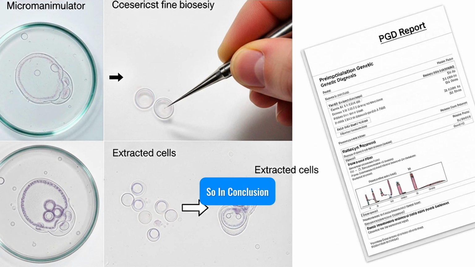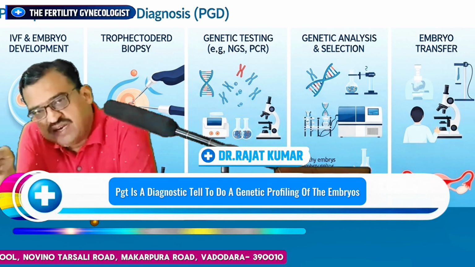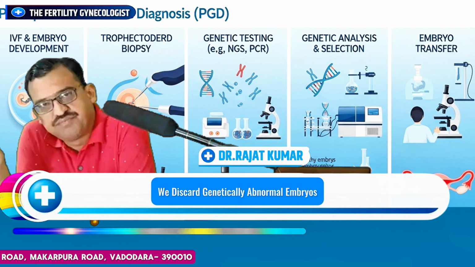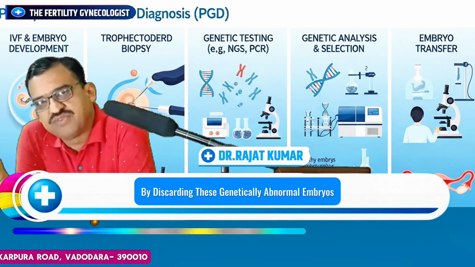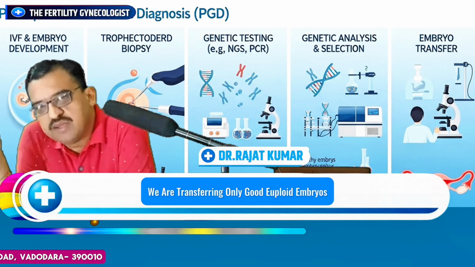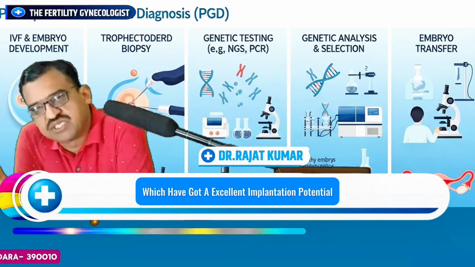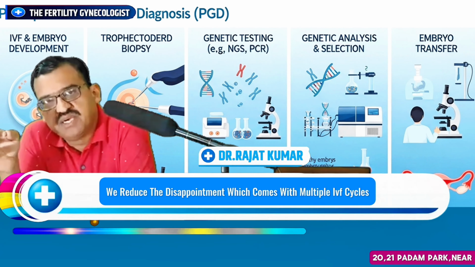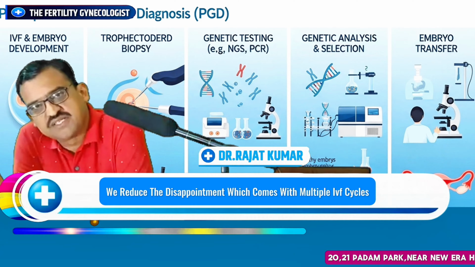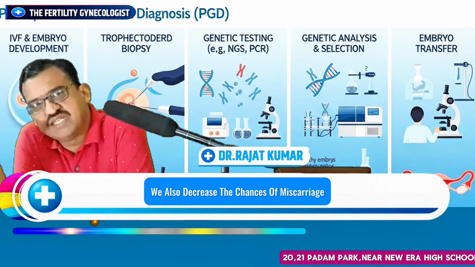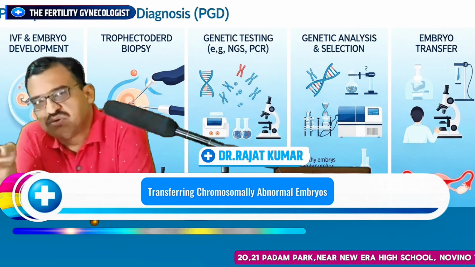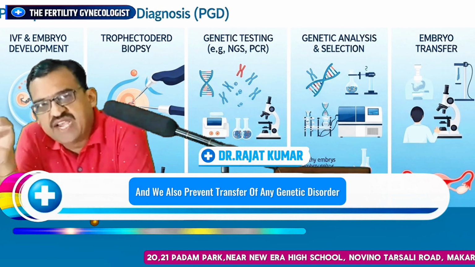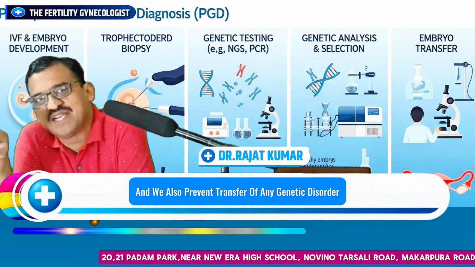So, in conclusion, PGT is a diagnostic tool to do genetic profiling of the embryos. We discard genetically abnormal embryos. By discarding these genetically abnormal embryos, we are transferring only good euploid embryos which have an excellent implantation potential. Thereby, we decrease the number of attempts at IVF. We reduce the disappointment which comes with multiple IVF cycles. We also decrease the chances of miscarriage which occurs as a result of transferring chromosomally abnormal embryos. We decrease multiple miscarriage chances, and we also prevent transfer of any genetic disorder.